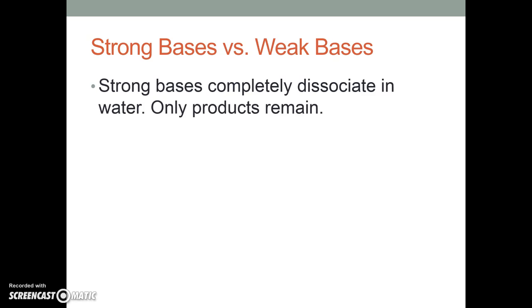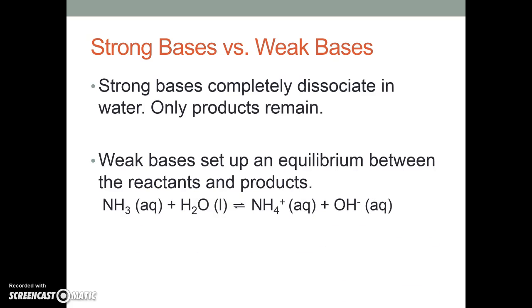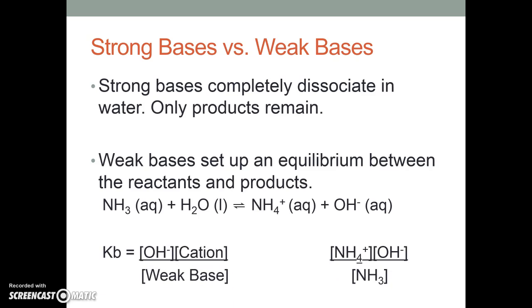All right, number 8 and 9 on the exit ticket. Strong bases completely dissociate in water, and only products remain. The equilibrium expression between reactants and products is going to be expressed as Kb equals the OH concentration times the concentration of a cation over the weak base concentration. We'll solve these just like we did for Ka.